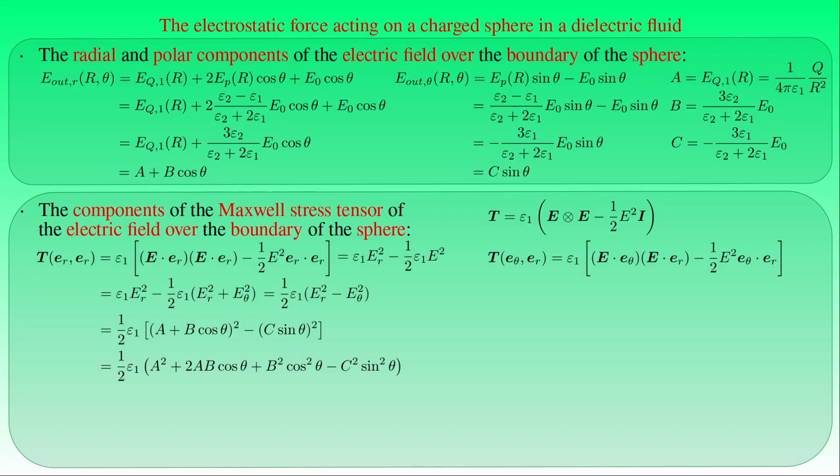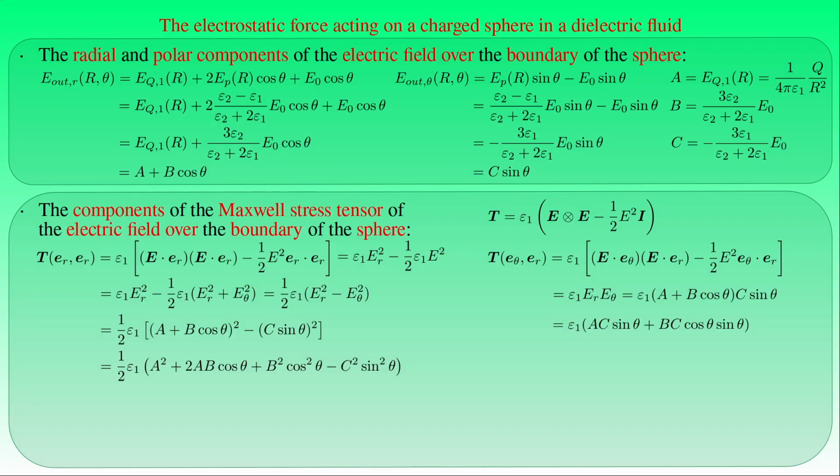Since the basis vectors of the spherical coordinate system are mutually orthogonal, the second term in the bracket vanishes and we obtain epsilon 1 times the product of the radial and the polar components of the field strength E. If we substitute the expressions obtained for the radial and polar components of the field strength E into the right-hand side of the equation, then the theta R component of the stress tensor T can be written as epsilon 1 times the sum of A times C times sine theta and B times C times cosine theta times sine theta.